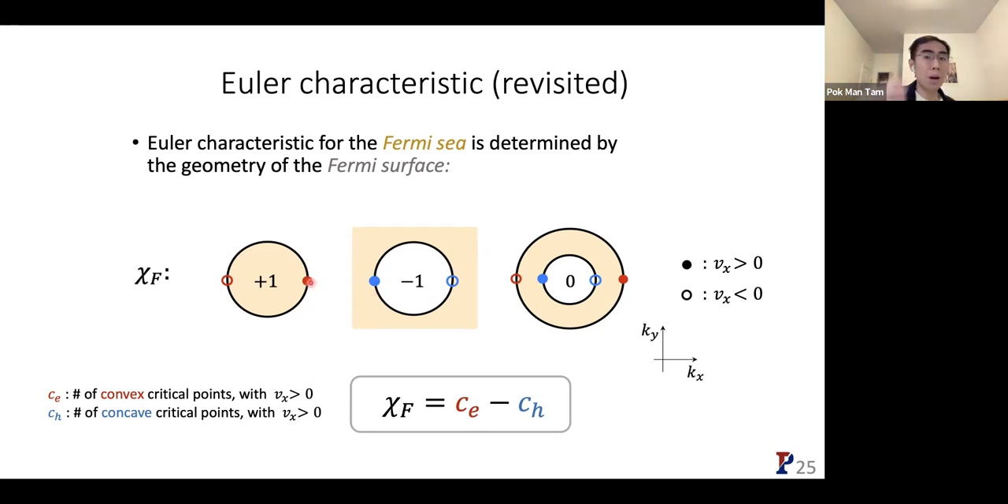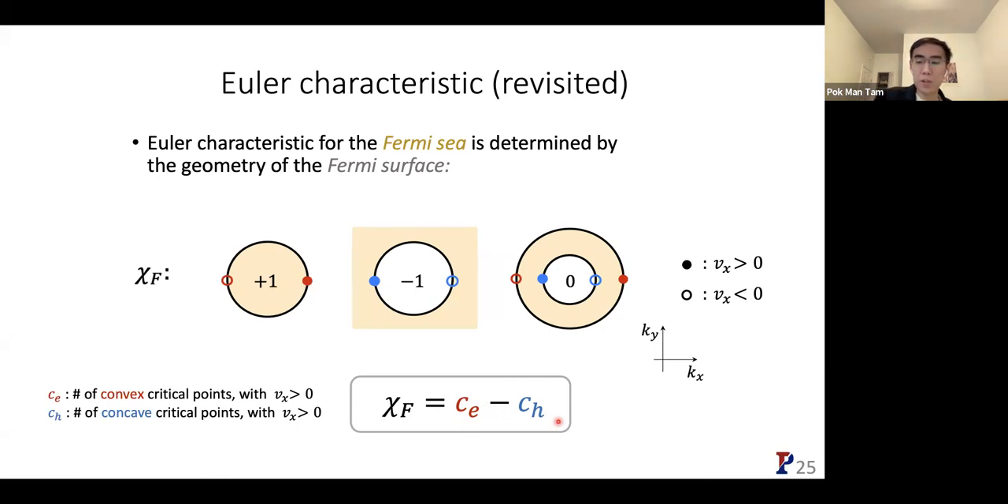So if I count the number of convex and concave critical points respectively, it turns out, let me just use half of them. I would like to focus on the ones with positive x velocity. So here I label the closed circles to be the ones with positive x velocity, and the open circles the ones with negative x velocity. I'm going to just make use of one of them. So let me focus on the solid circles. Those are the ones with positive x velocities. And there are two types of them, convex and concave. If I count the number of these respective critical points and take the difference, that difference would give me the Euler characteristic of the Fermi sea.